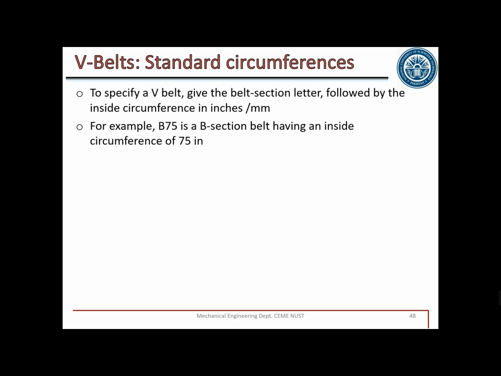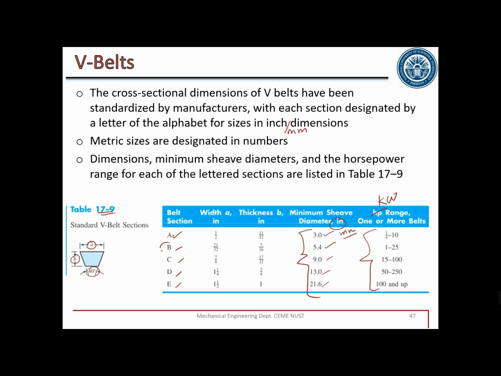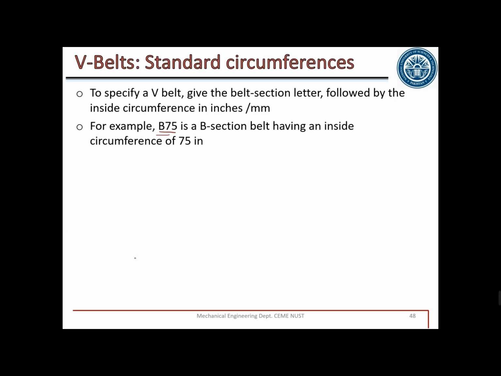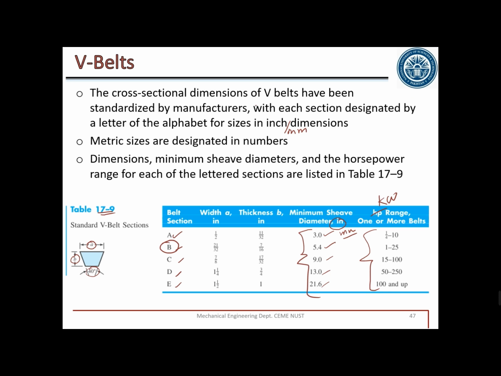To specify a V belt, give the belt's section letter followed by the inside circumference in inches or millimeters. For example, a B75 in the inch system shows that we have a belt section of B, and the inner circumferential length of the B belt is 75 inches. Similarly, in the SI edition, if it is given as, let's say, B 1275, I'm not sure if it exists in the table, but 1275 means that the inner circumferential length of the belt is 1275 millimeters.